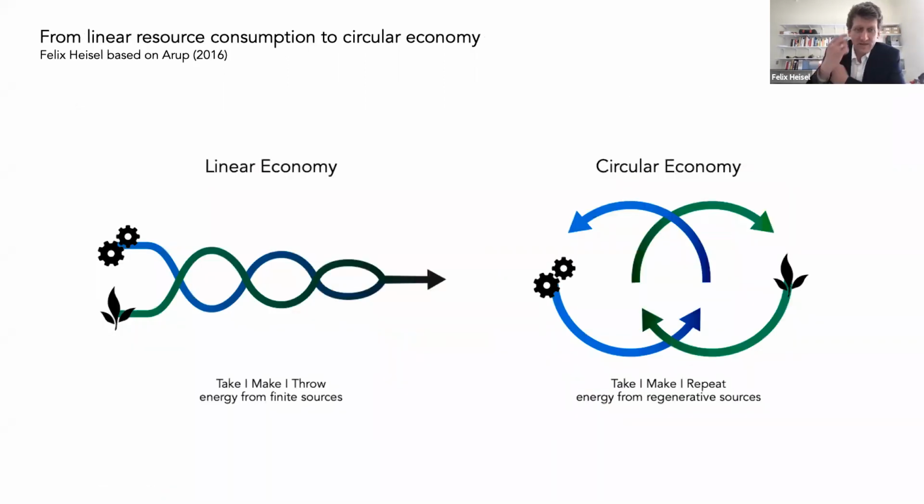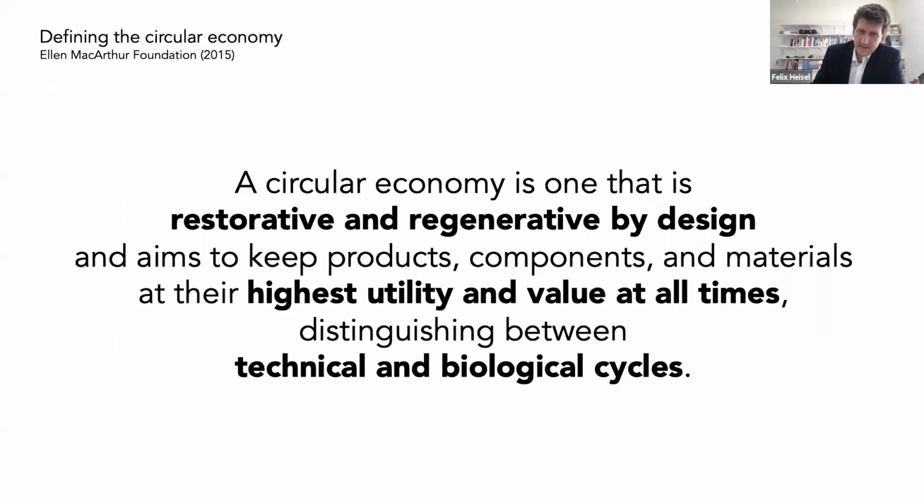And one potential way of doing that is to move from a linear economy to a circular economy, which talks about material cycles, the separation of technical and biological resources, and of course a shift in the energy sources that we're using to keep these cycles running.